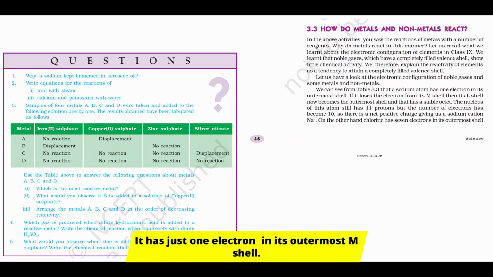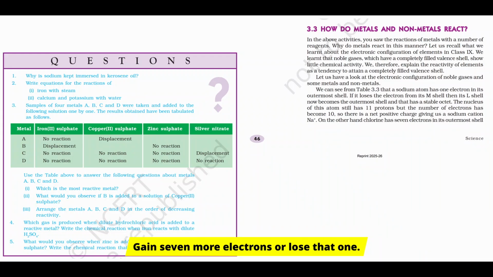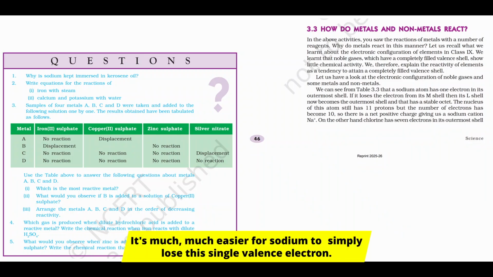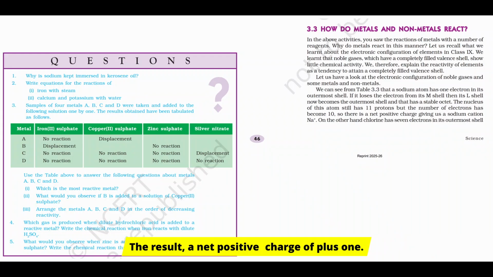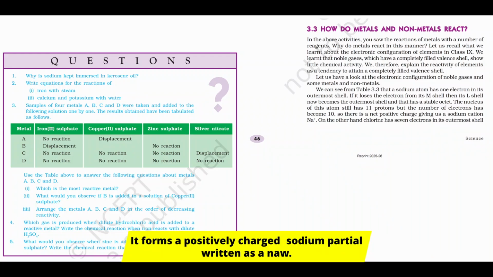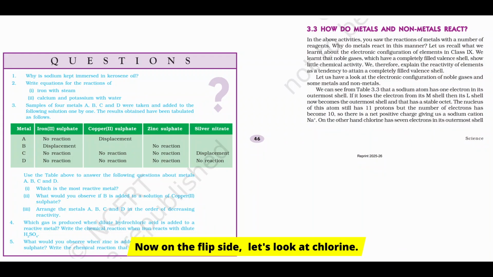Exactly. It has just 1 electron in its outermost M shell. Now, to achieve a stable octet, what's easier for sodium? Gain 7 more electrons or lose that one? Lose the 1, definitely. Absolutely. It's much, much easier for sodium to simply lose this single valence electron. When it does, its L shell, which now has a full 8 electrons, configuration 2, 8, becomes the new stable outermost octet. In this process, the sodium atom loses 1 negative charge, the electron, but retains all its 11 positive protons in the nucleus. The result, a net positive charge of +1. It forms a positively charged sodium cation, written as Na+. Now, on the flip side, let's look at chlorine.